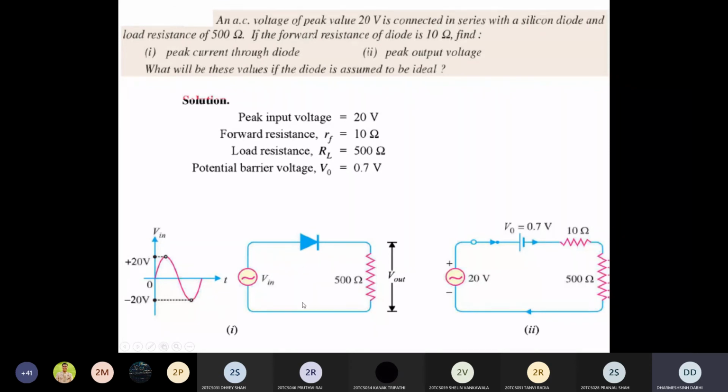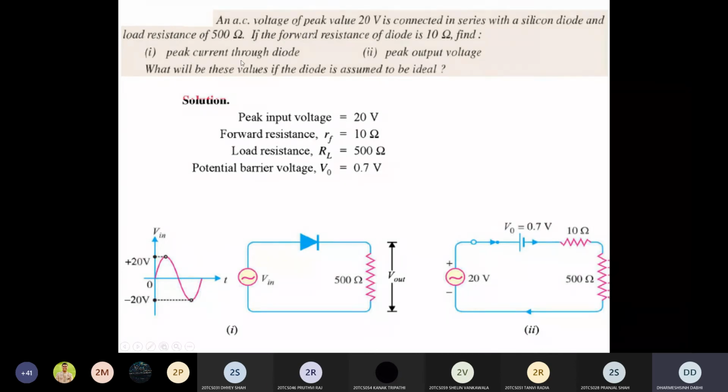In the equivalent circuit, you can draw this half-wave rectifier this way. If it is a practical diode, there is some voltage drop, which is 0.7 volt because it is a silicon diode. So you can represent this diode by a small battery of 0.7 volt. In series, you represent the 10 ohm resistance because this is the internal resistance of the diode during forward conduction. And in series, we connect the load resistance which is 500 ohm. Clear?